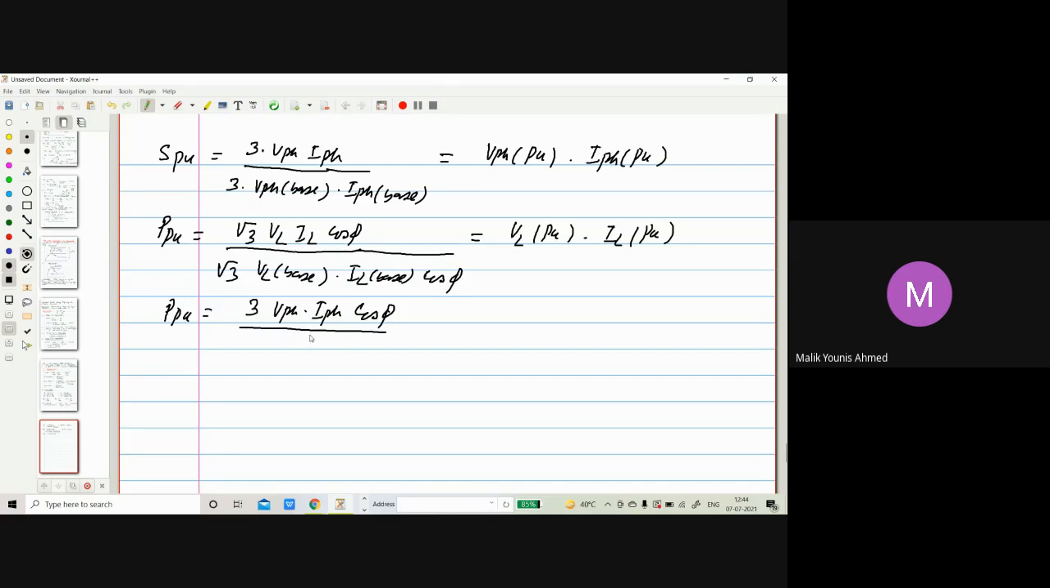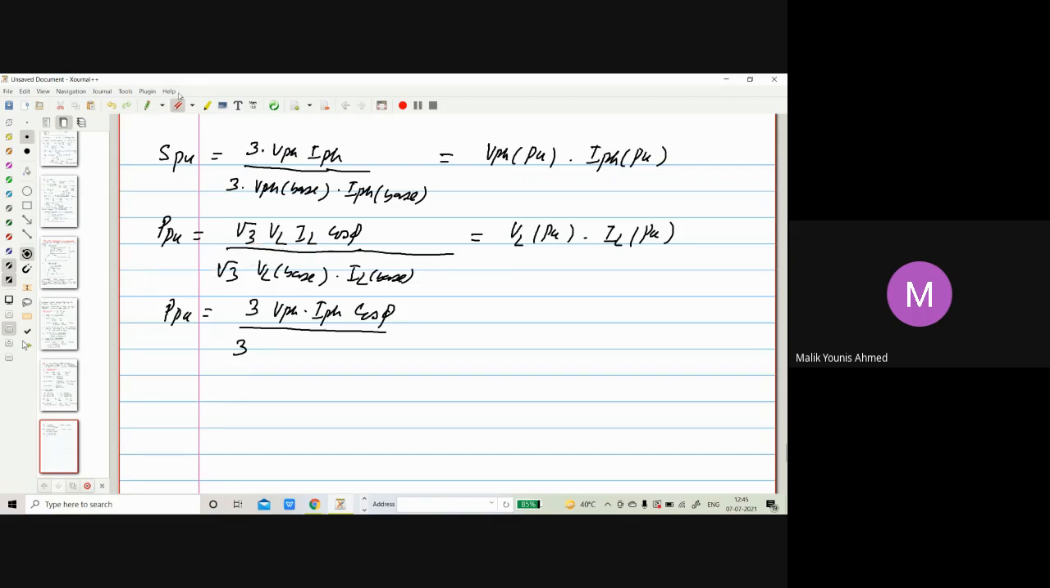Actual value of the real power in terms of the phase values now will be the base value. Okay, sorry, no, something went wrong here. Just a second. Okay, but P will be under root 3 VL IL cos phi. That is complex power is fine, but we made a mistake in real power.